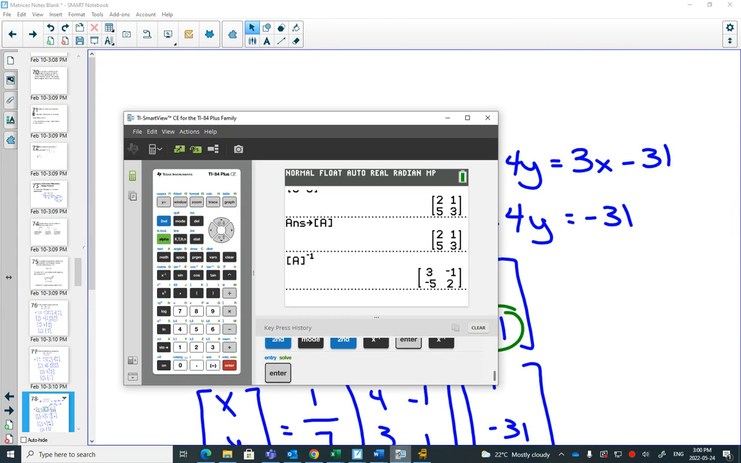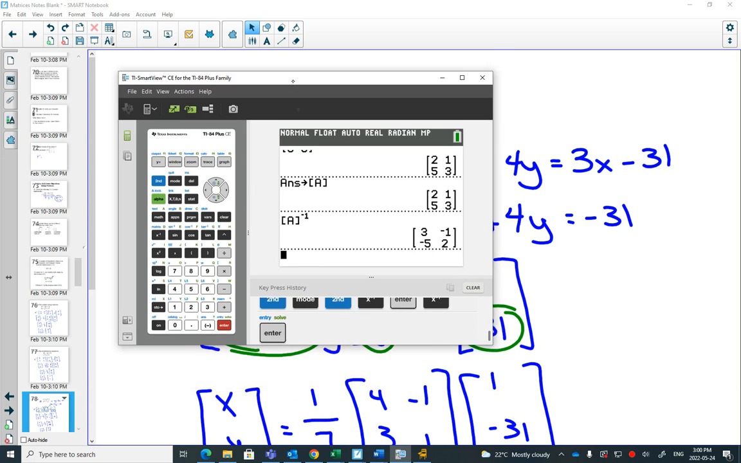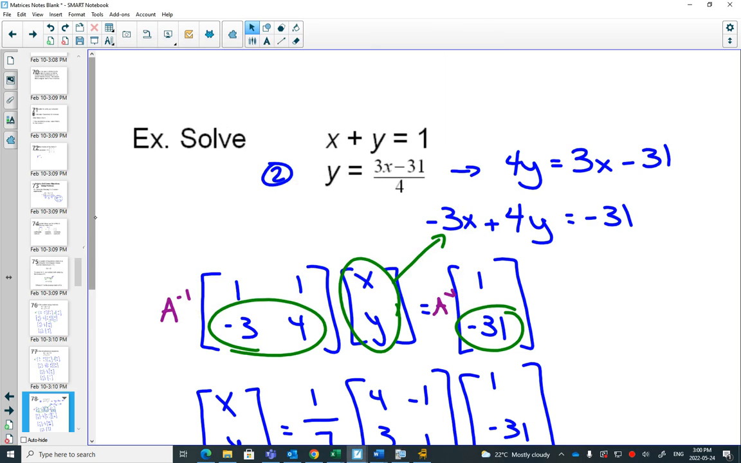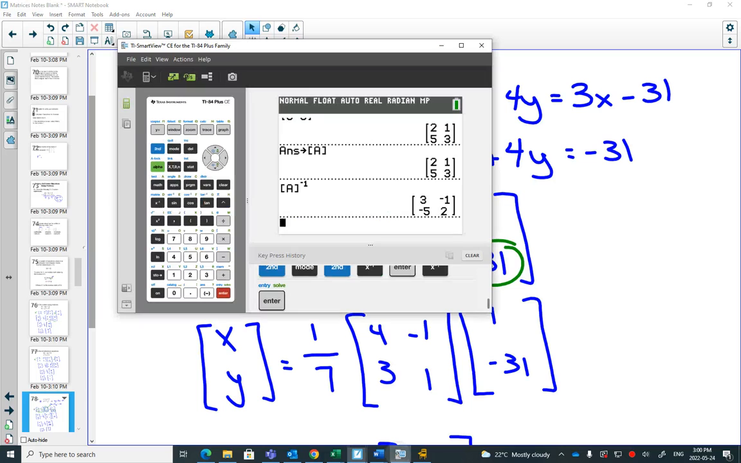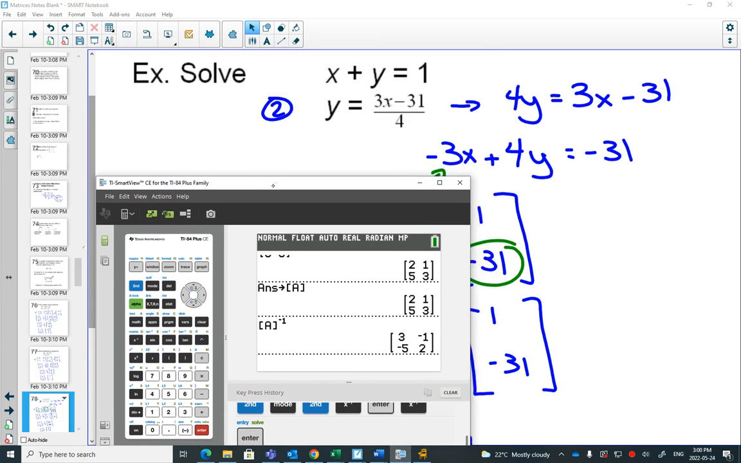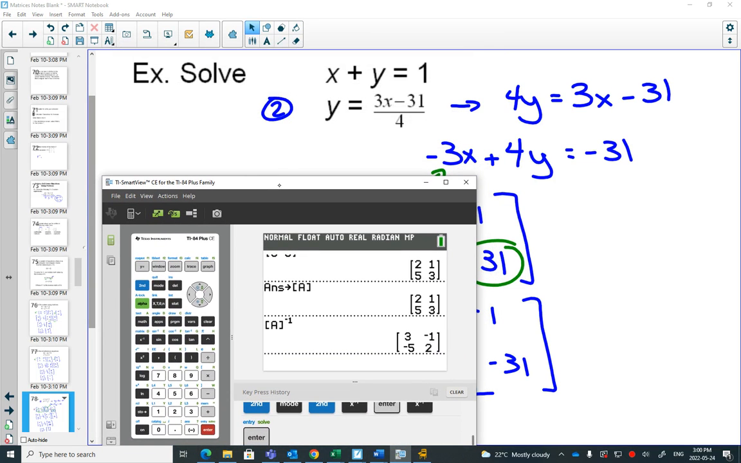Now, I'll just show you some things on your calculator that can be a little bit of fun for this one. On your calculator, what I'd like you to do is make a matrix, so alpha, and you're going to make this matrix with 2 rows and 3 columns.